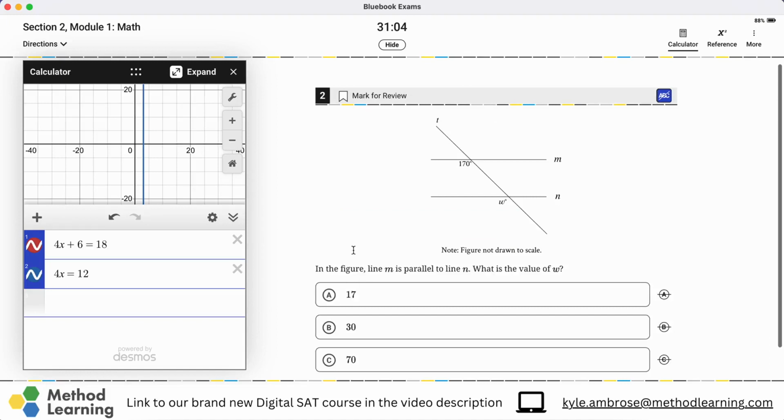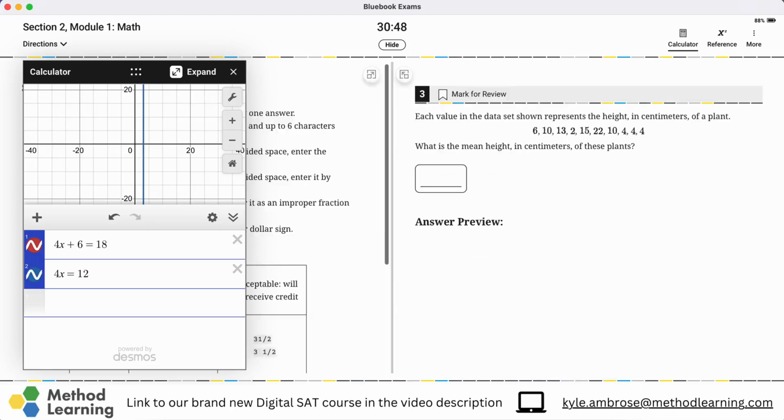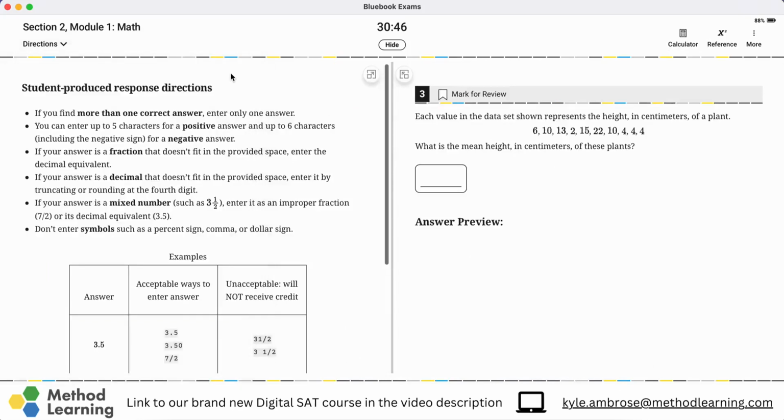Okay, this one, we really can't use Desmos for this. We want the value of W. This angle is 170, so that means that this angle also has to be 170. These are corresponding angles because these are parallel lines, M and N. So W is also 170. Next, let me get rid of this for now.